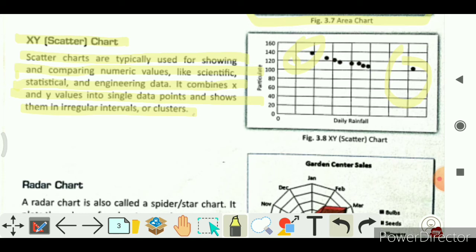The data or value is shown by the points, and this shows the clusters of the data which are distributed irregularly over the plot area. Now this is the XY chart.